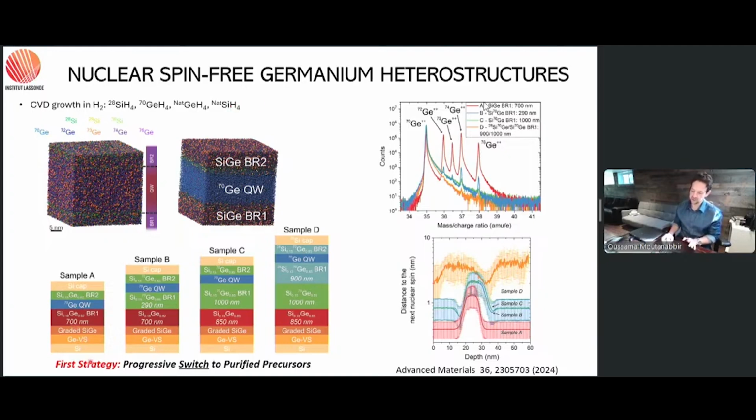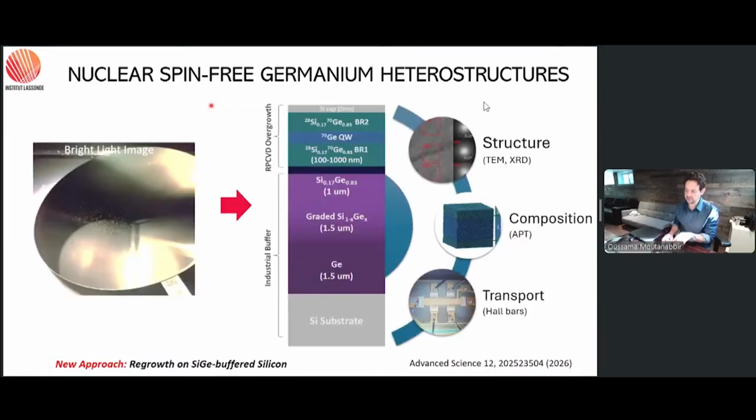So what we decided to do is actually to go to industry, and we asked several industrial companies to grow for us silicon germanium buffers. They sent us those buffers, and in our reactor we don't use any natural precursors anymore. So this is how it looks.